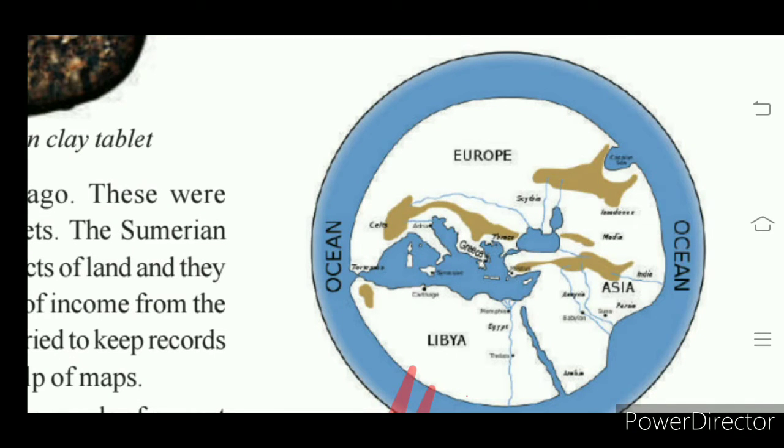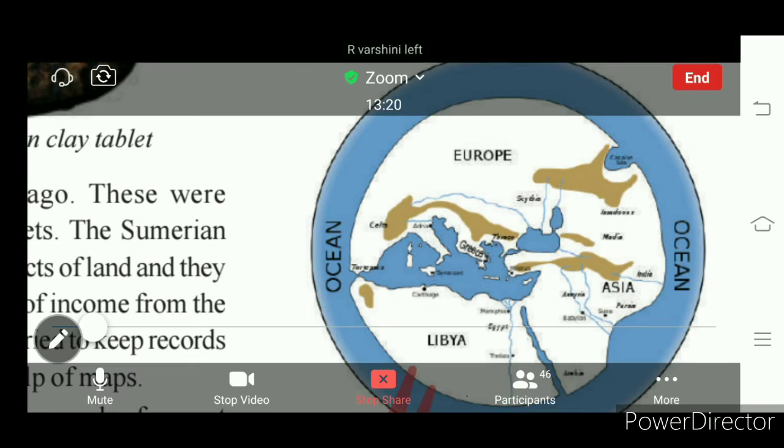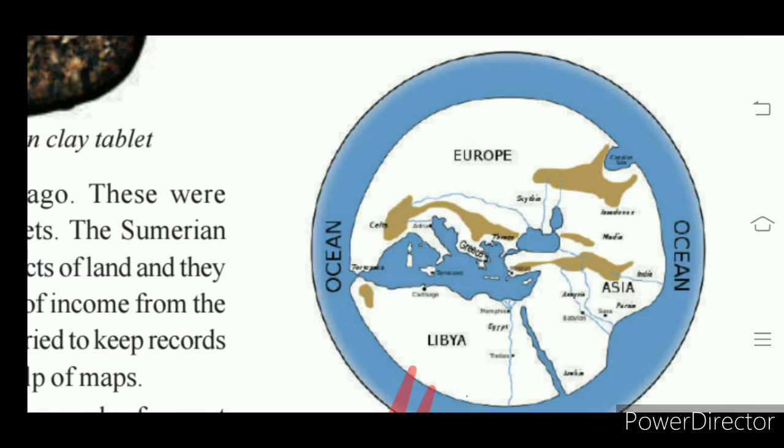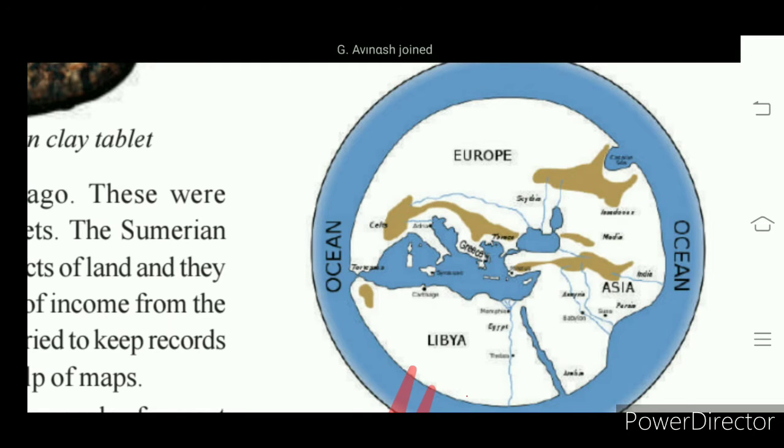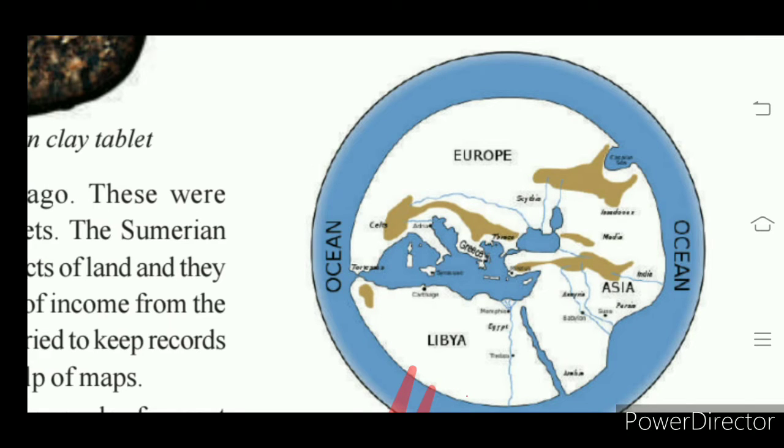How are maps prepared? In order to help the sailors, the maps also had to be accurate. Maps must be accurate. What happens if the map is not accurate? We may not reach the place where we want to move. So to move to the place where we want to be, there is necessity of making maps very accurate.